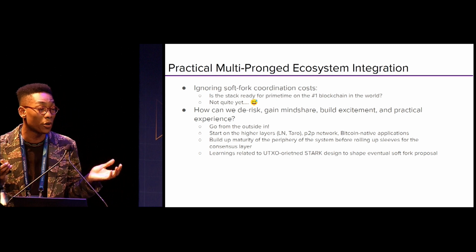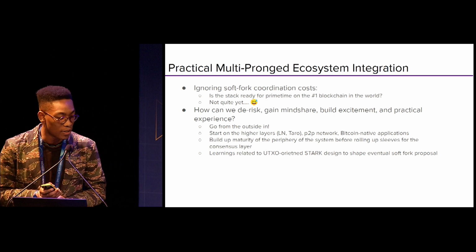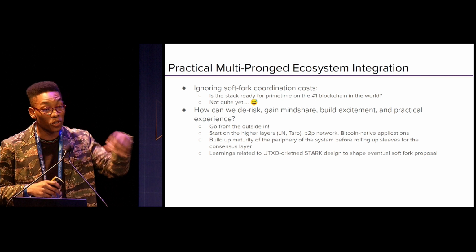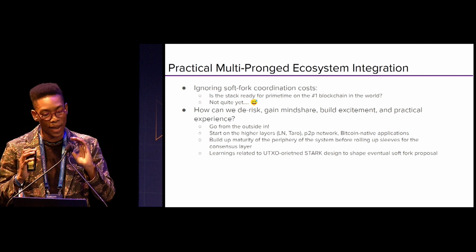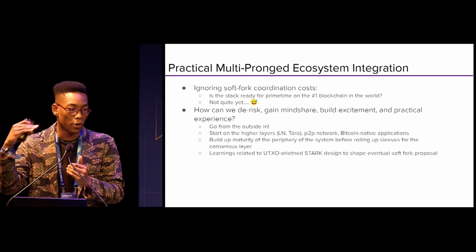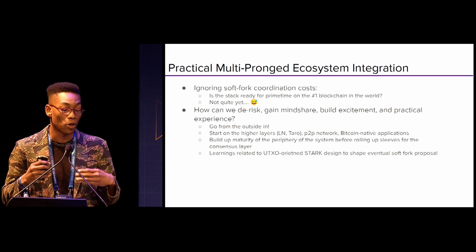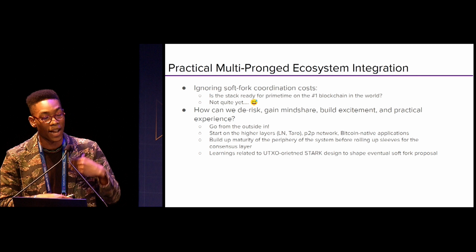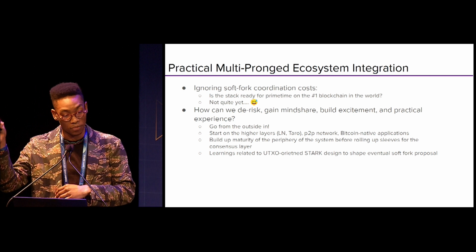So the question is how can we build excitement and get more practical hands-on experience in the system itself? I would say go from the outside in. Don't start directly at the consensus and don't start doing a soft fork to change the core itself. Can we do things on the outside, like the P2P network, higher layers like Lightning, things like Taro that overlay on top of the system itself, and then get more experience in these Bitcoin applications to then eventually map onto the Stark realm in some eventual soft fork, hand wave, some sort of way, right?